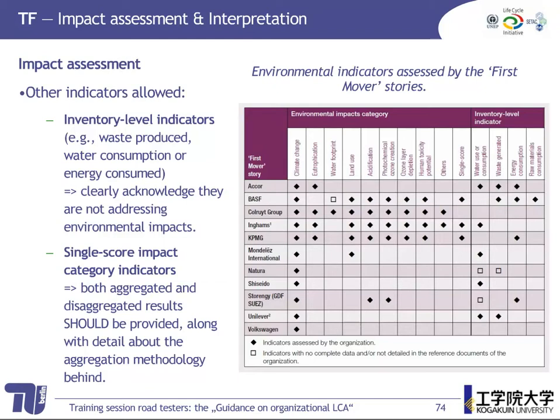These inventory level indicators can be included in organizational LCA, but it's very important that the company says very clearly that these are not impact categories but inventory level indicators, so to present them separately. And the company may also decide to consider single score impact category indicators that aggregate some of the impact categories. But in any case, companies should present data aggregated and disaggregated. And here you have, for the case studies that are included in the guidance, the impact categories that are included for each of them, and also the inventory level indicators that they consider, to have an idea.